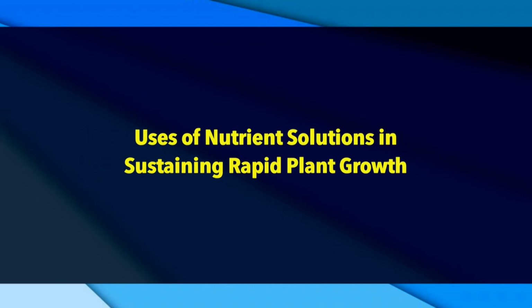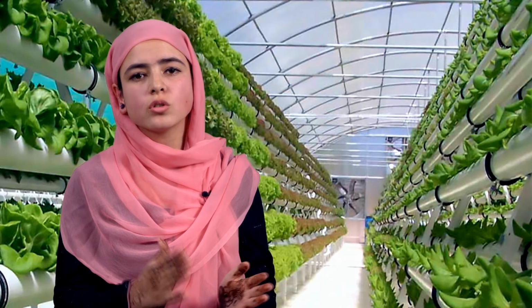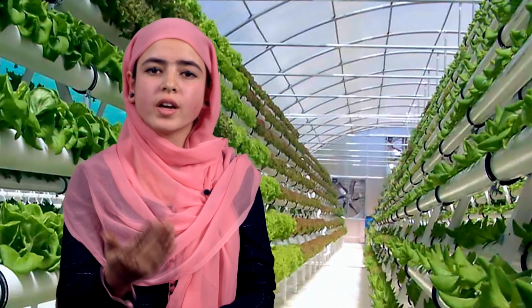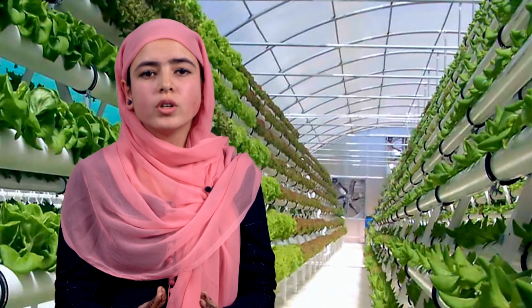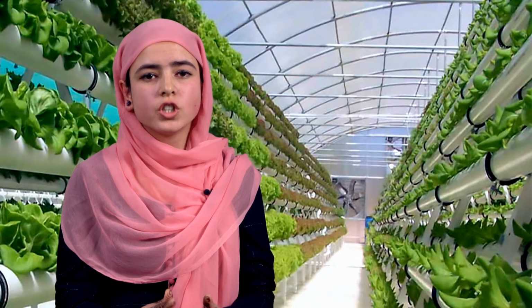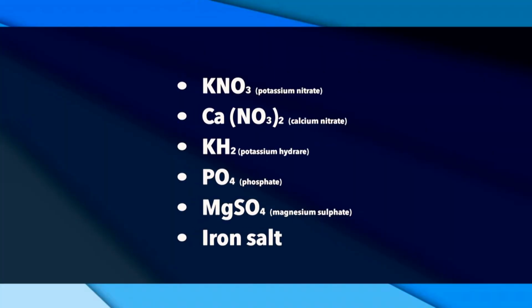Now let's discuss uses of nutrient solutions in sustaining rapid plant growth. Many formulations have been used as nutrient solutions over the years to study the effect of nutrients on the growth of plants. Some of the early formulations developed in Germany by Knop included only potassium nitrate, calcium nitrate, potassium hydrogen phosphate, magnesium sulfate and an iron salt.